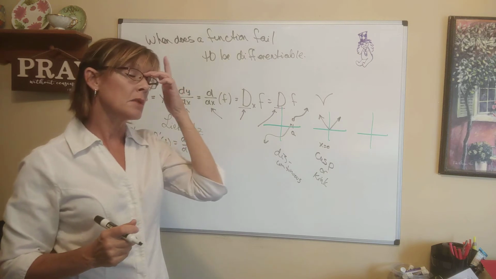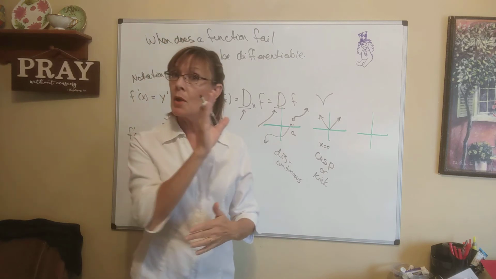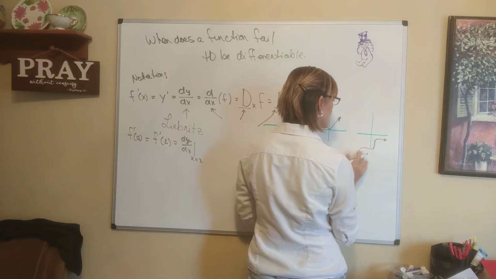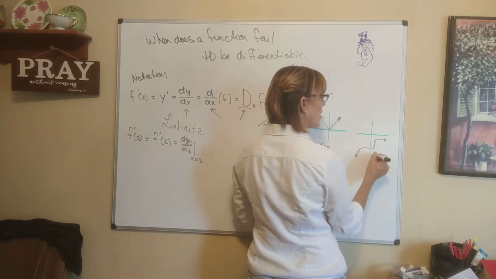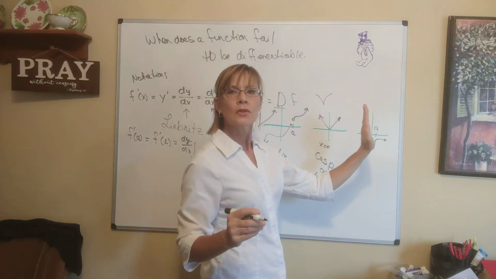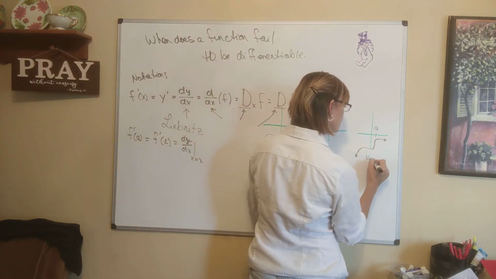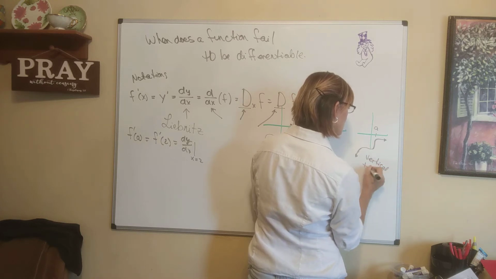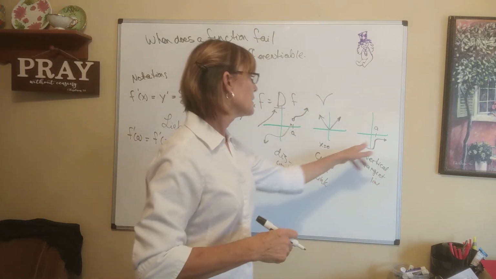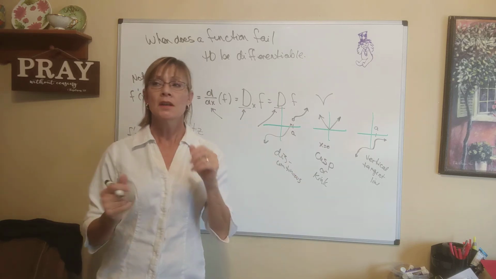And then the last way that a function can fail to be differentiable at a point is it could go vertical for a moment. Let's say we had some graph that did this. Right here, if this is A, do you see how it went vertical? Well, what is the slope of a vertical line? It is undefined. So if you have a vertical tangent line, if it goes vertical for a moment, then at that point you can't take the derivative. So those are the ways that a function can fail to be differentiable.